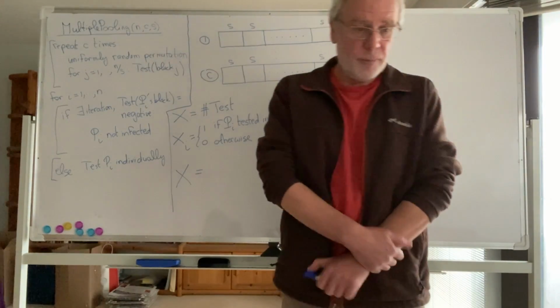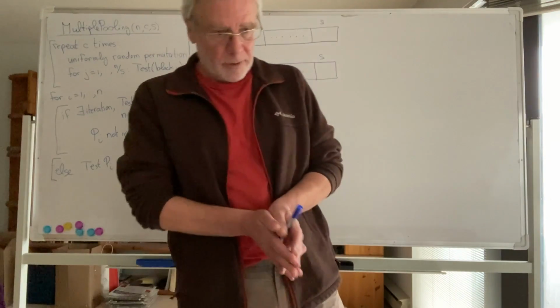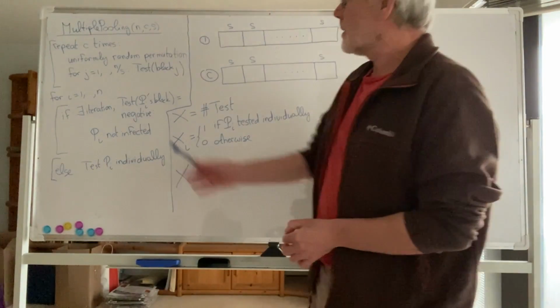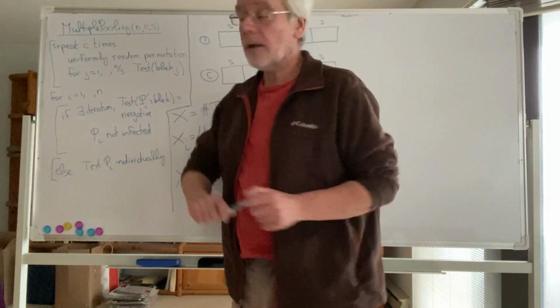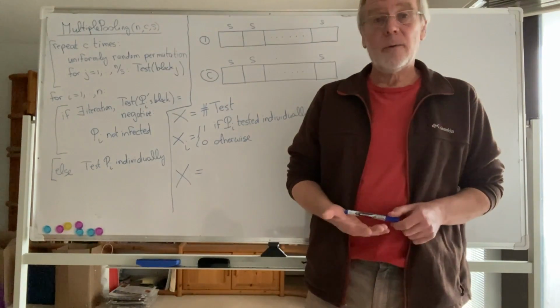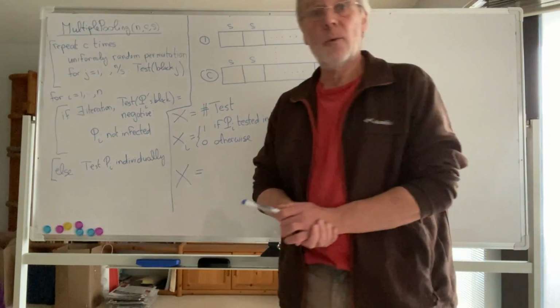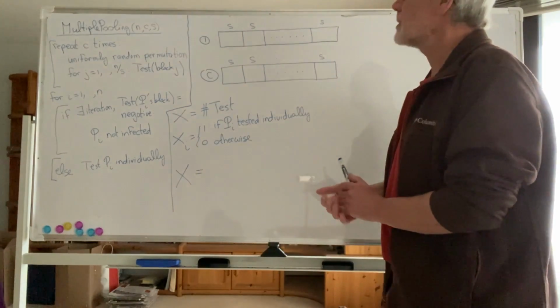So in single pooling, we said, well, we take all these people and we put them in random order. In what I will call multiple pooling, we're just going to do this several times. So why use only one random order? Why not use several?